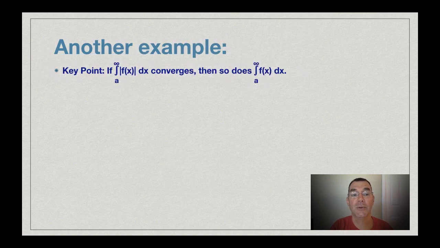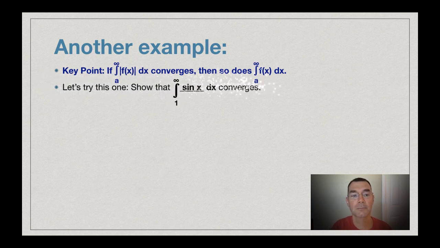Okay, so I want you to notice something, and it might be obvious, but if not, I can explain it during class. If the absolute value of a function, when integrated from a to infinity, converges, then if I take those absolute values away, the function actually converges as well. All right, so let's say I have sine of x over 1 plus x to the fourth, and I need to show that that converges.